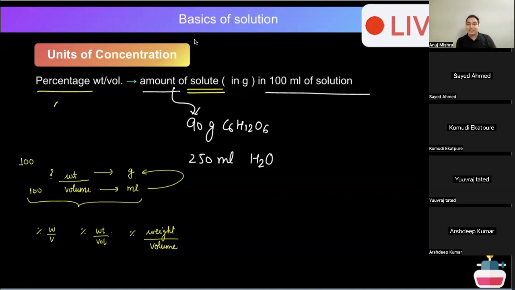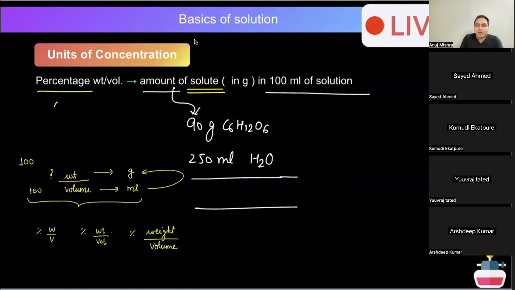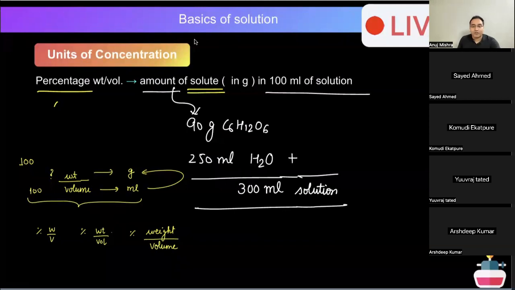250 ml, you are mixing 90 gram of glucose. Definitely there is some change in volume. Let us suppose they give you that the volume of solution after mixing glucose becomes, for instance, 300 ml. If they have mentioned that once you added this, it has become 300 ml, reasonable? Think about it. Then can we solve this question? Can we solve this question now when we understand this line? Please answer yes or no.